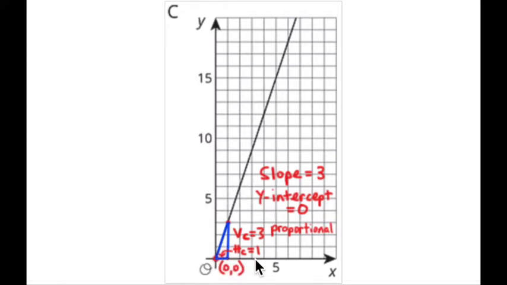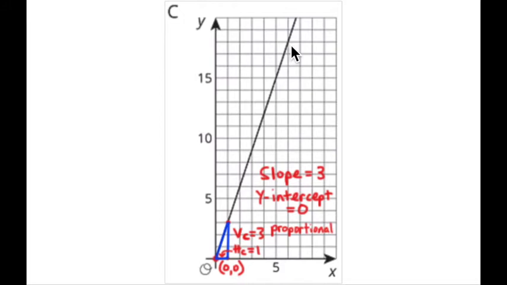So if you go out here to 3 and up to the value for y, it's 9. So the x value is 3, the y value is 9. So now if you double the 3 to 6, then you're going to double y, which is 9, to 18. So this is going to be 10, 11, 12, 13, 14, 15, 16, 17, 18. And that's what a proportional relationship means.